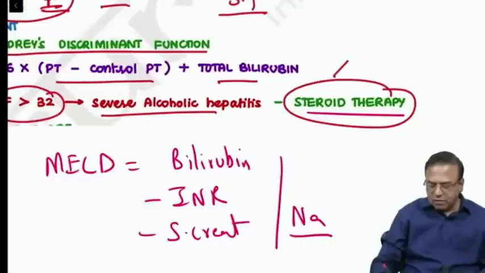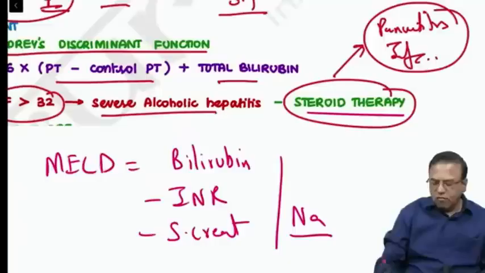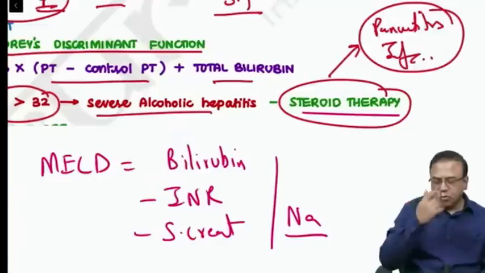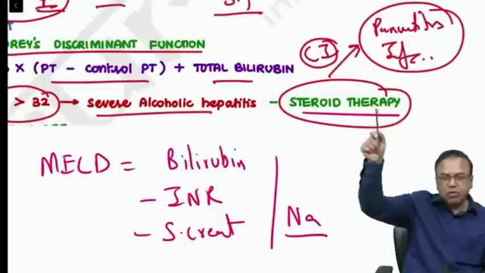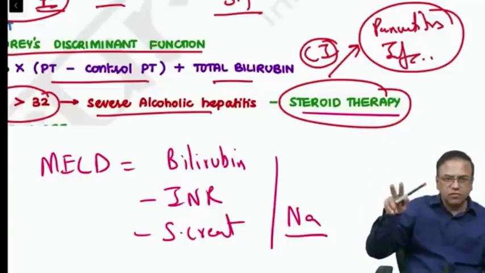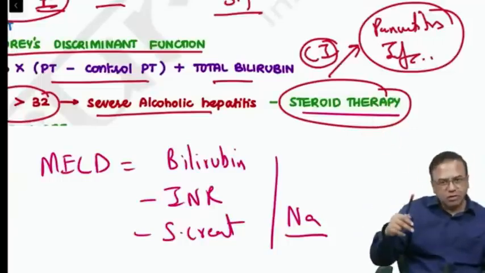Contraindications for steroids are pancreatitis and infection; you can't use steroids. In such patients you go for pentoxifylline. So if you have pancreatitis or infection, don't use steroids, go for pentoxifylline. Two drugs you can use for alcoholic hepatitis: steroid and pentoxifylline.